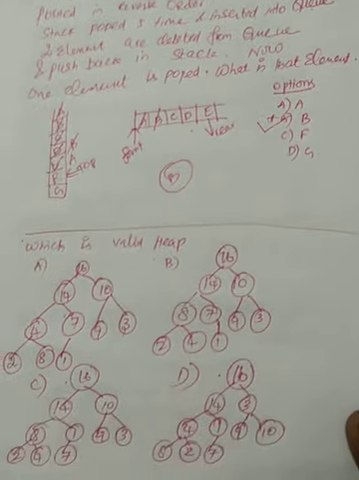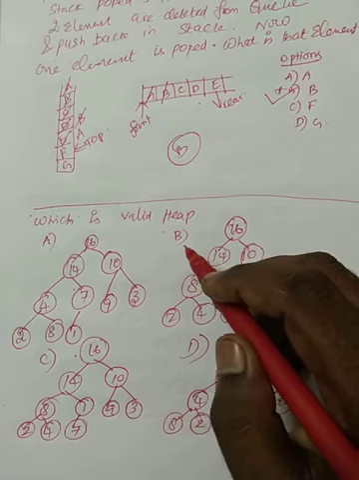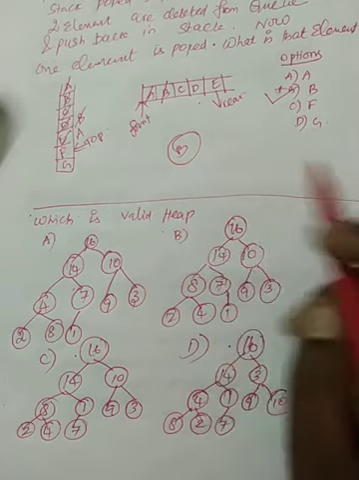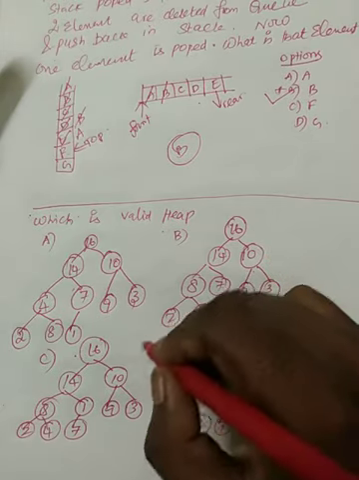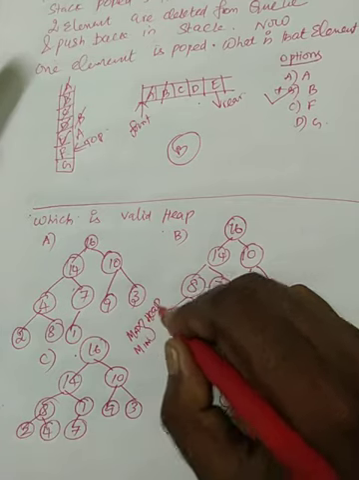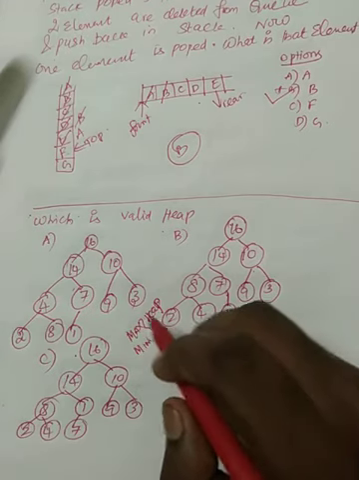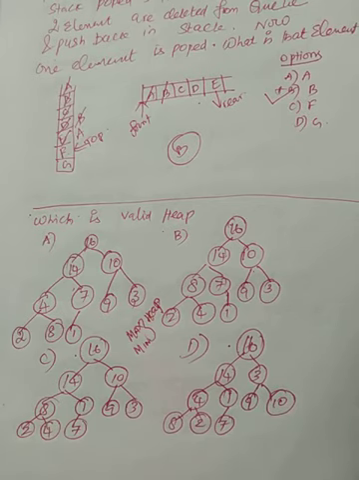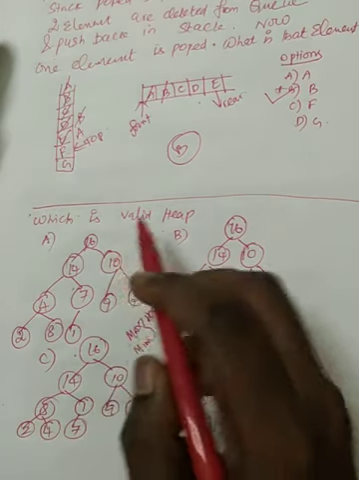I am coming to one more problem, and it is also one of the important problems which was asked in UGC NET, which is valid heap. We know that a heap can be constructed with the help of either max heap or min heap, so both are possible. If any heap tree is not represented in either max or min heap format, then that is not a valid heap tree. Now we'll be checking each and every option.